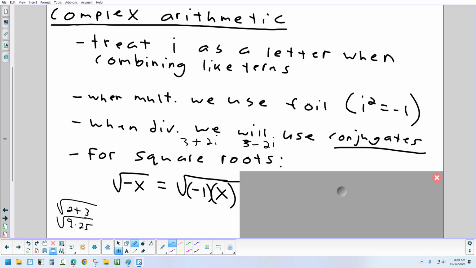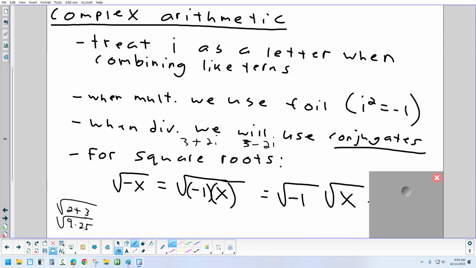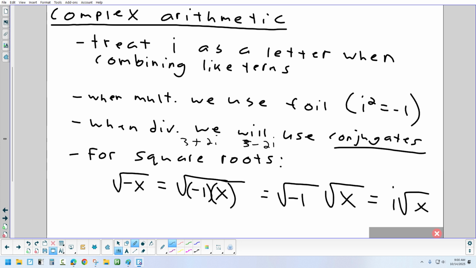So I'm going to break this up into 2 separate square roots. Square root of -1 times the square root of x. And what did we say earlier that the square root of -1 is? Yep, i. So when we write our answer, it's i square root of x. So the rule here is when you see a negative under a square root, the negative comes out as an i, because it's like taking the square root of -1.